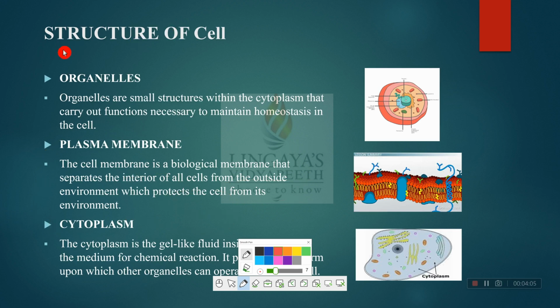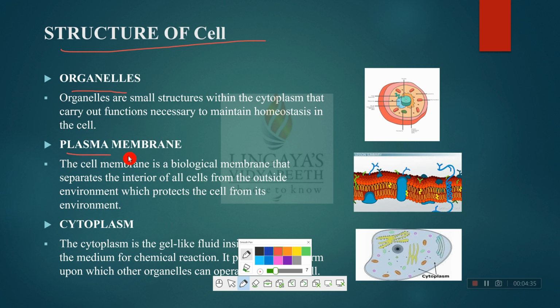Moving on, now talking about the structure of the cell in brief, let's focus on how the cell is, what all the organelles of the cell look like and what it is made up of. First of all, talking about the organelles: organelles are small structures present within the cytoplasm that carry out different functions. All these parts of the cell which are present in the cytoplasm are called organelles.